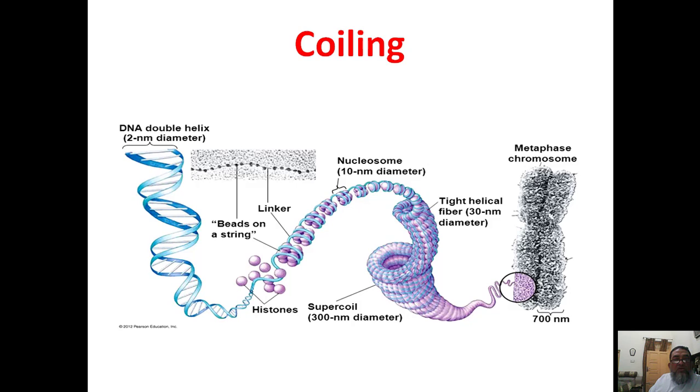Now over here you see this is the bead on string appearance. 8 histone molecules, and wrapped around it the DNA. It is a nucleosome. Histone 8 molecules and 146 base pairs of DNA will form the bead, and the rest of the DNA is called linker DNA.